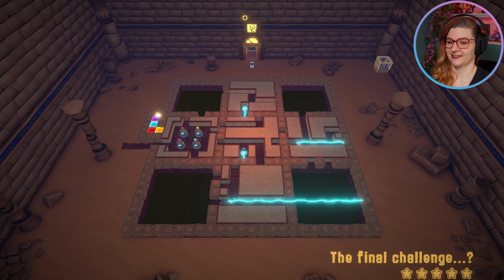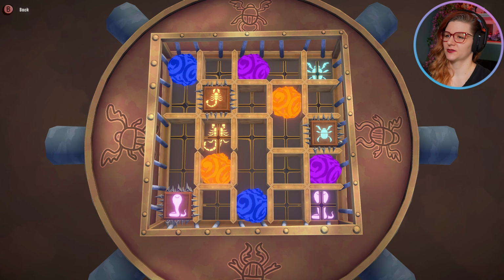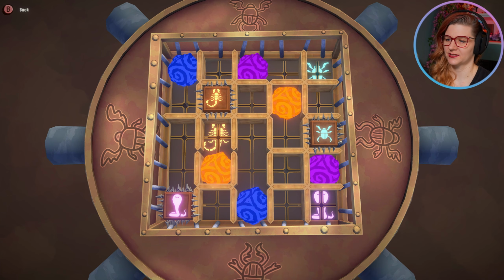A8, the final challenge, 5 stars, okay. Oh my god, this is a 3x3 now, and we will be able to move tiles. Okay, well, before we get to that, Scarab? So now we're merging spikes and teleporters. What is the way we need to break out of here?